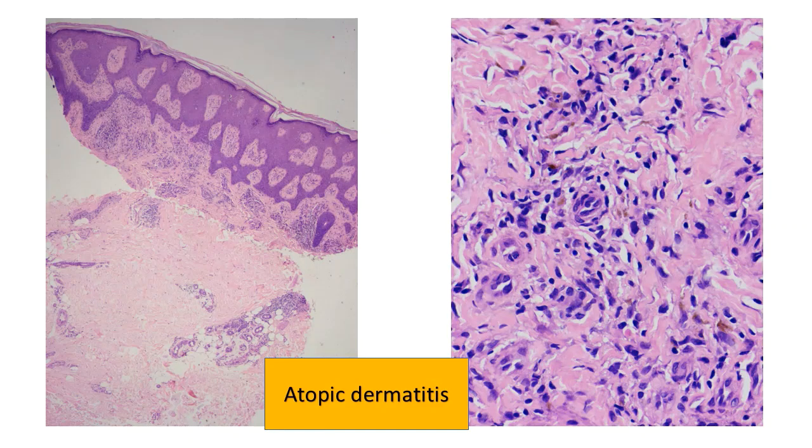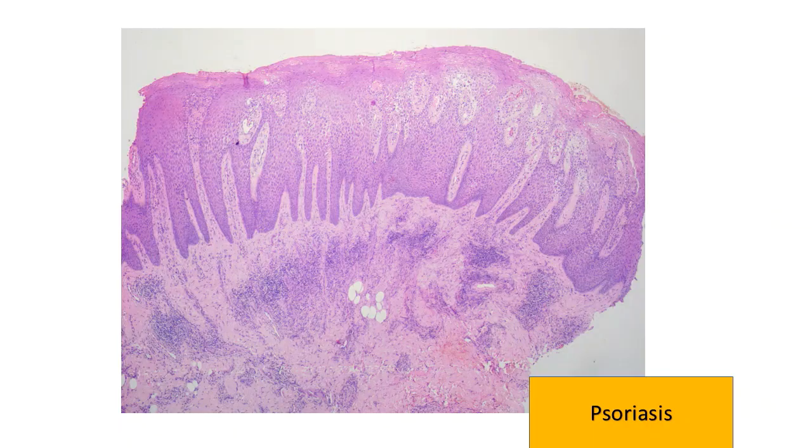It is a case of atopic dermatitis. Here we can see the epidermal proliferation with the upper dermis showing perivascular lymphocytic infiltration. On higher magnification, we can see the predominant cell population is lymphocytes in the perivascular location. It is a case of psoriasis. Here we can see the regular elongation of the rete ridges with the upper dermis showing perivascular inflammation. Here the predominant cell population is neutrophils in addition to lymphocytes.